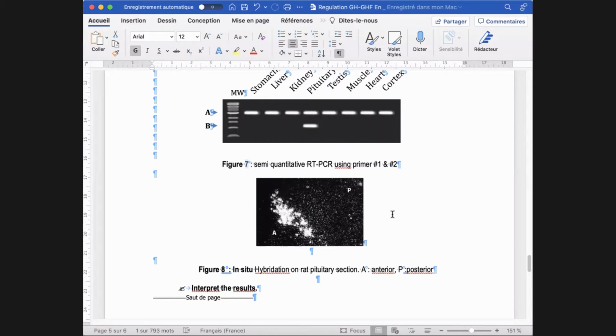So in the first figure, GHF is specifically expressed in the organ, the pituitary. And second, you go to a higher resolution and you say that inside the pituitary, it is expressed in the anterior part. So you see, we are getting closer. It's perfect. Did everybody understand this conclusion? First, we target the organ: it's expressed in the pituitary, and in the pituitary, it's only expressed in the anterior part. And this could have been done only with in situ hybridization. Is it fine or not? Is it okay?